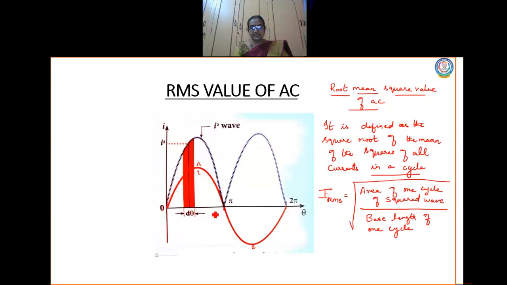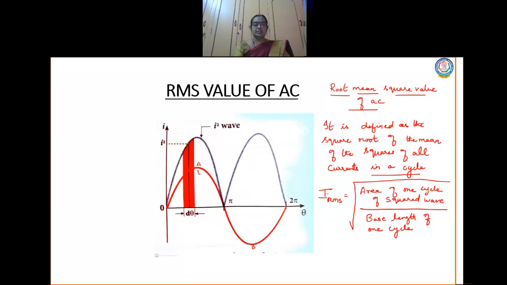So here it is plus I, here it is minus I. When you square it, what happens? Minus I into minus I becomes plus. So when you draw the graph, it will be once again along the positive x-axis. Now, when all the values are along the positive x-axis, it is very easy for us to determine the value of current. That is why we go for this squaring of current.